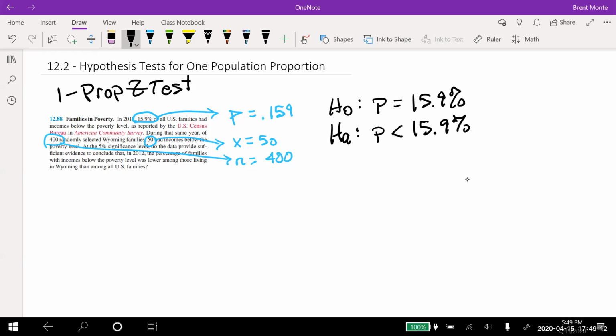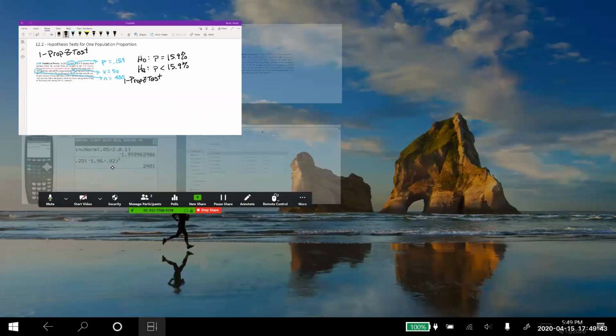Okay, so let's go from there. Now, again, we're doing a one prop Z test. We're just going to enter the stuff. So remember, we had 50 and 400 and then 15.9%. I'm jotting that down just to make sure I don't forget. And then we've got the 5% level of significance, which we'll look at in a second. So let's flip over to the calculator and enter everything in.